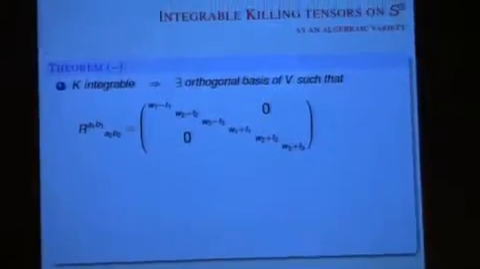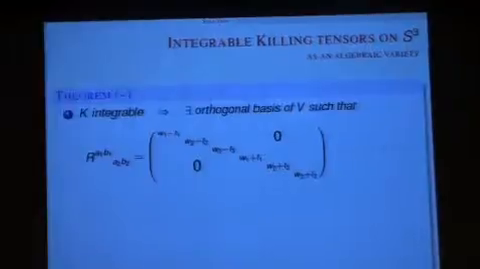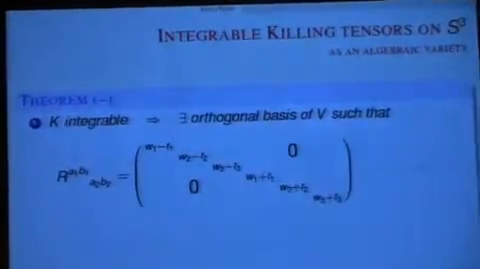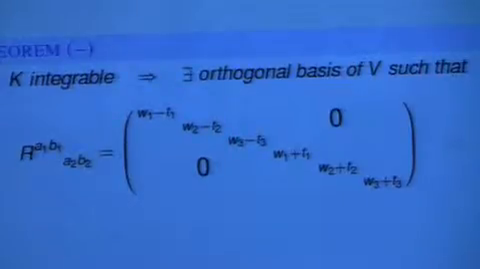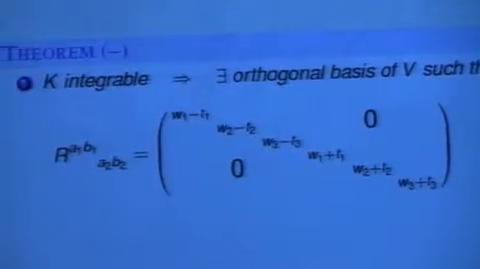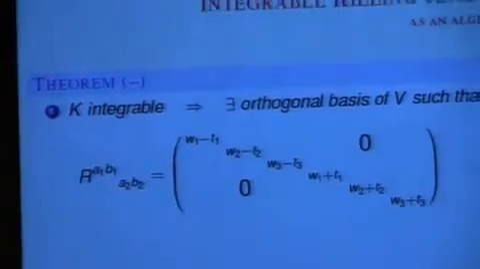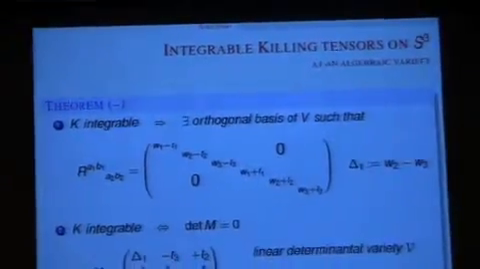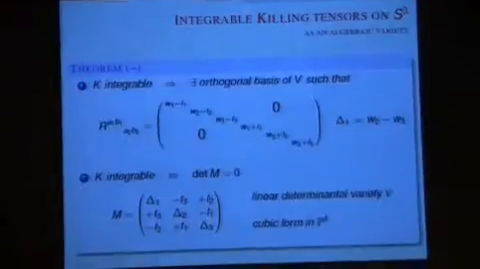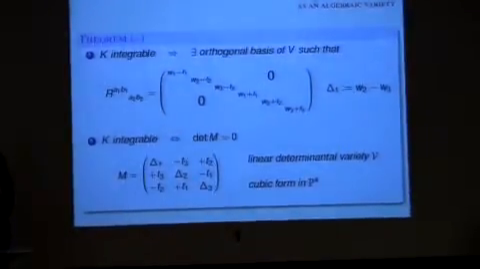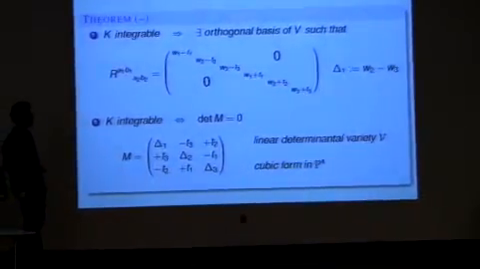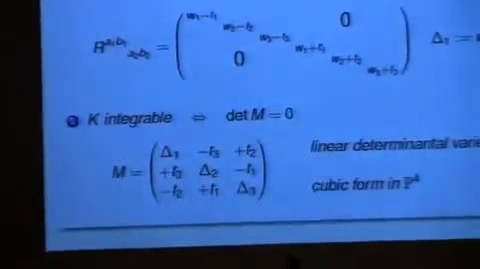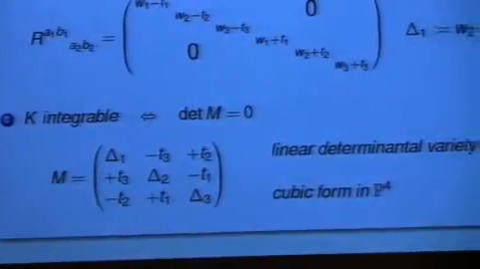So for the three-sphere, the corresponding curvature tensor is a 6x6 matrix, and we have this nice result. If the Killing tensor is integrable, then the corresponding curvature tensor in an appropriate orthogonal basis is diagonal. And moreover, integrability of such a diagonal tensor can be characterized by the vanishing of a certain determinant, which is linear in the components of the curvature tensor.